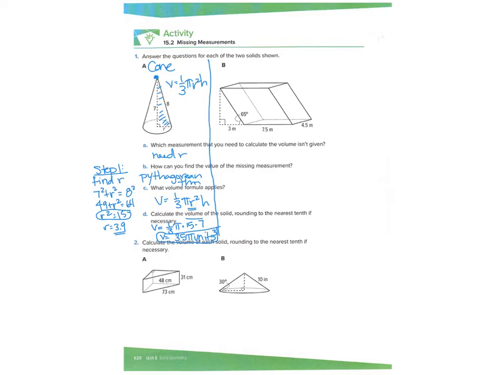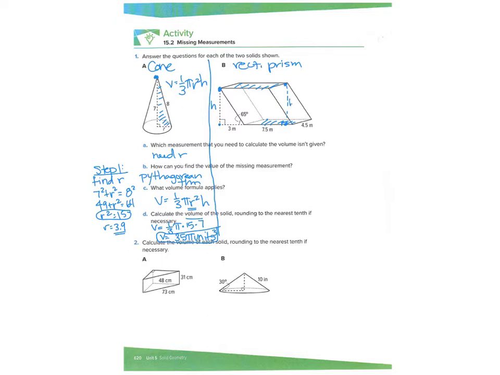So let's take a look at B. B is a rectangular prism because there is a top base and a bottom base. It's a 7.5 by 4.5 rectangle. And it says, which measurement do I need to calculate the volume? Well, I notice I don't know the height of this guy. And remember, the height would be the perpendicular distance between, and you can draw it many places. It's right here too. It's the perpendicular distance between the top of my rectangular prism, the top base, and the plane on which the bottom base sits.